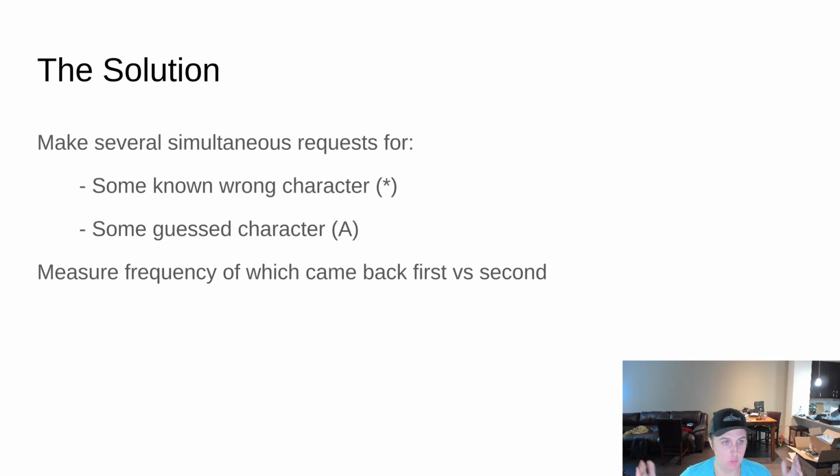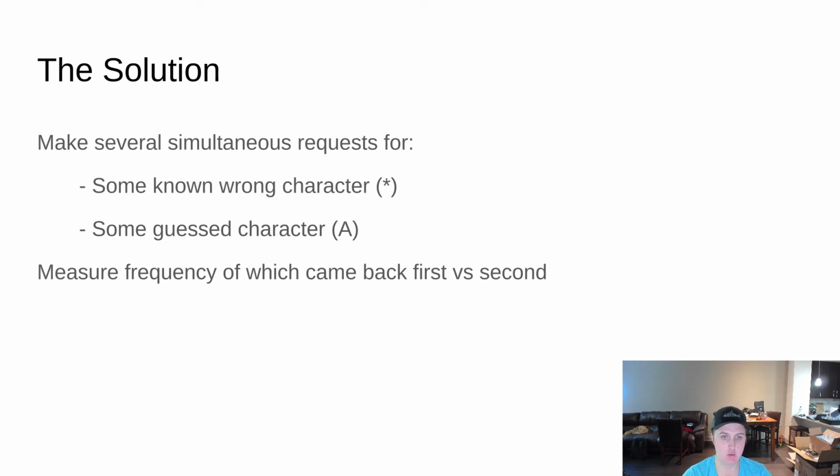Okay, so what do we do? What's the solution? I think we've talked about it a bit, but let's just reiterate. If we can make multiple simultaneous requests for the following: some known wrong character, let's assume that we know that there's not a star in the flag. And then we can, at the same time, send a request for some guessed character, say A. And we can measure which one comes back first versus which one comes back second most often.